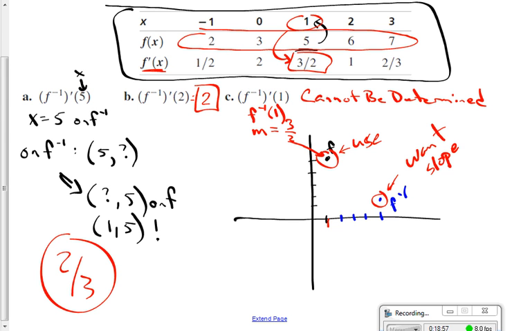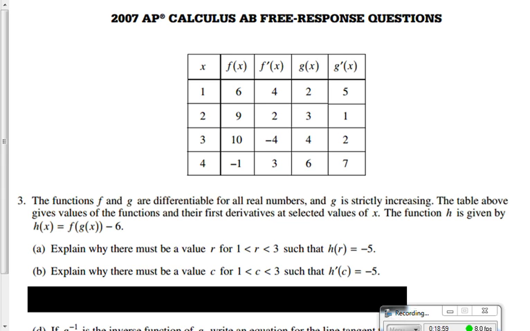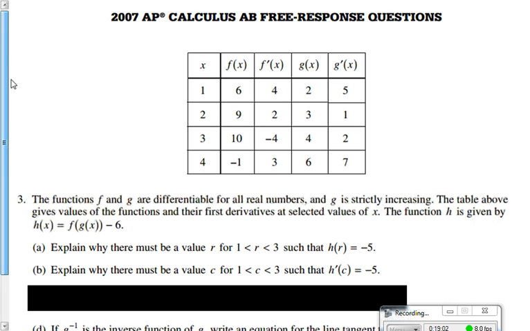Okay. Let's go on to this. I want to start by talking a little bit conceptually. This is a 2007 FRQ. Do you remember how many points FRQs are worth on the exam? 9 on the AP Calc exam. There's 9 points. 5 problems, I think. Not that long. I don't remember the exact time. We'll go over more of that later.